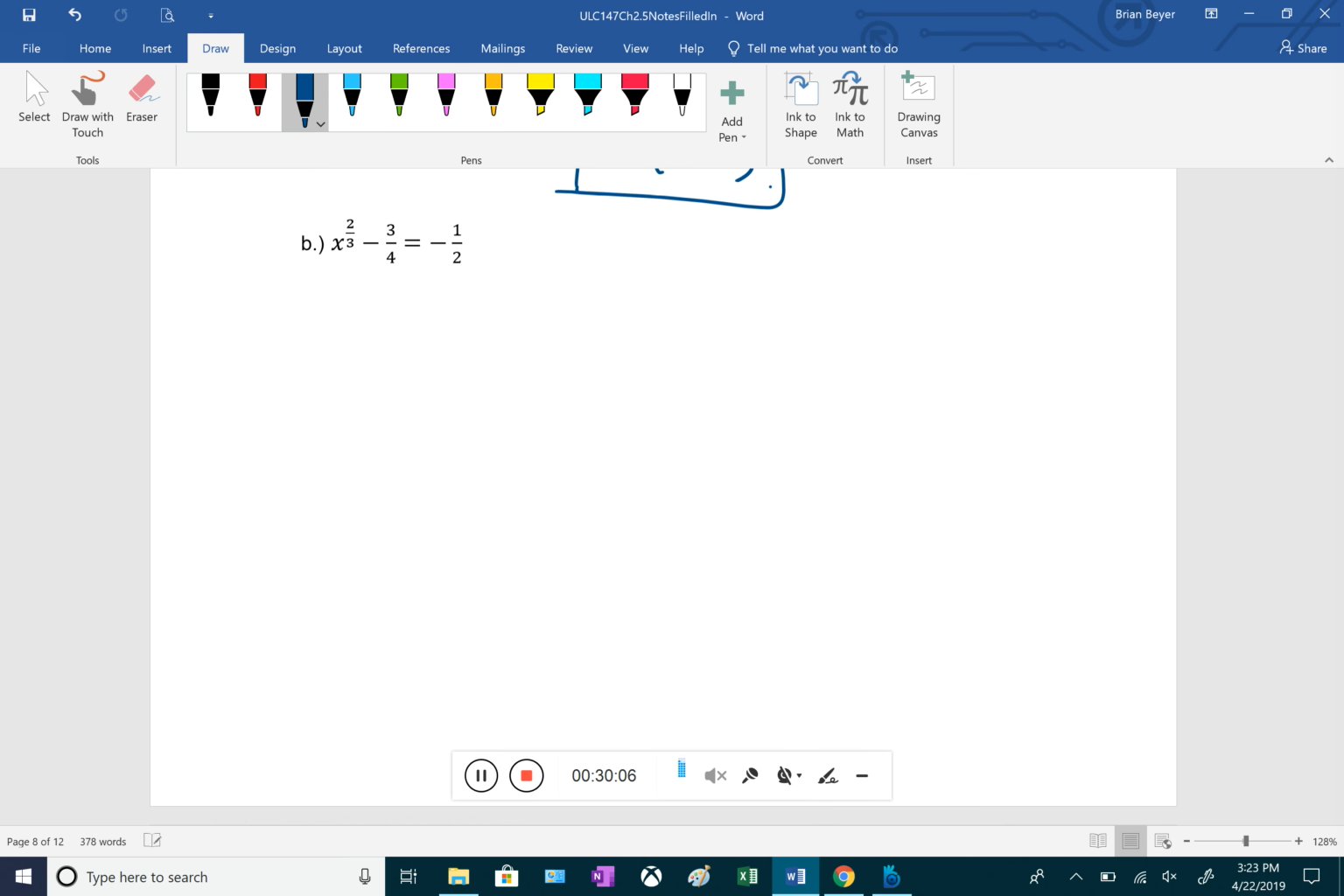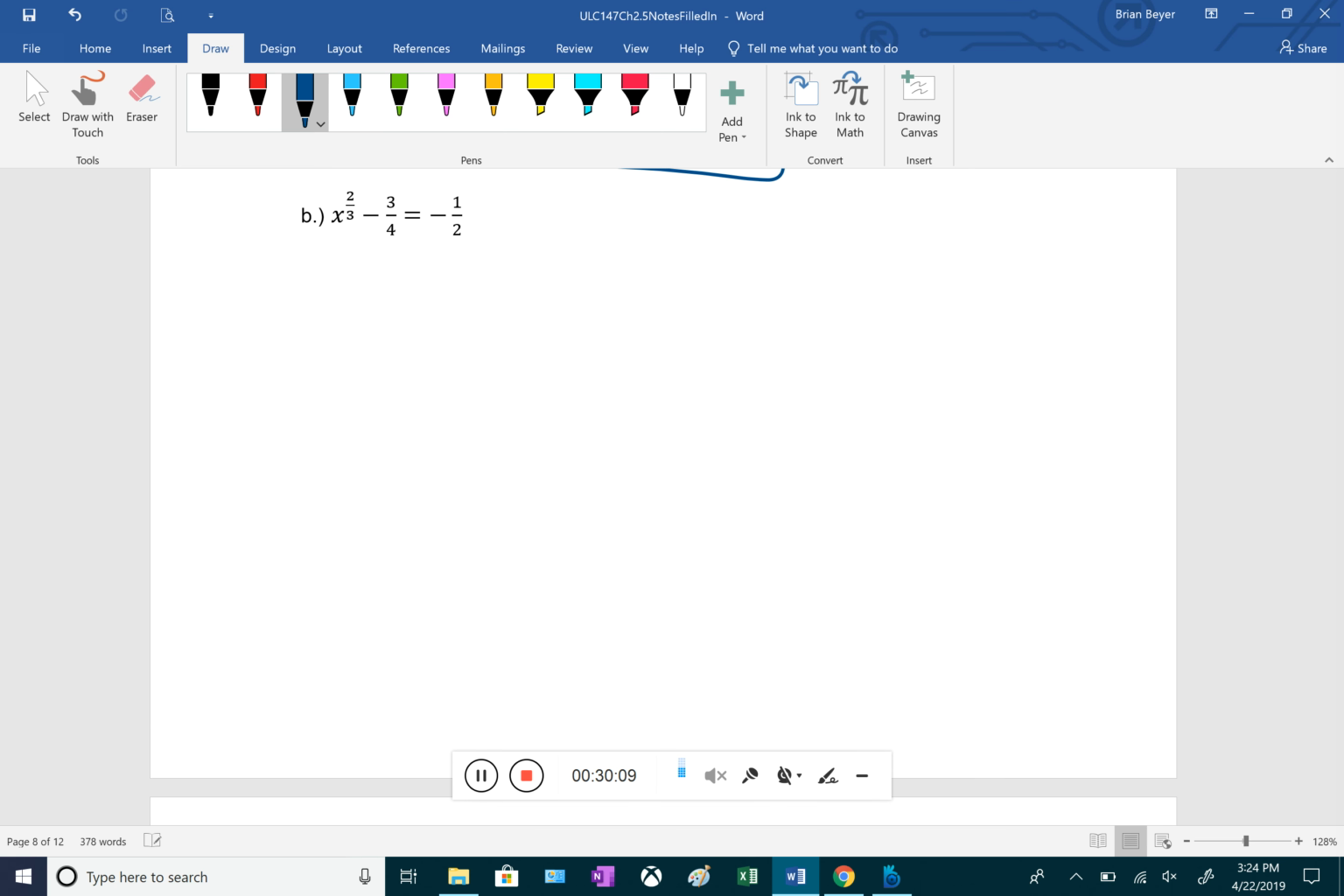So let's do one more, well, two more, I guess. So two more here. So we have x to the 2/3 minus 3/4 equals -1/2. So we have to isolate the x to the 2/3 by adding 3/4 to both sides. So adding 3/4 is going to cancel it over here, and we're going to get x to the 2/3 equals -1/2 plus 3/4, which is going to be 1/4. You have to get common denominators.